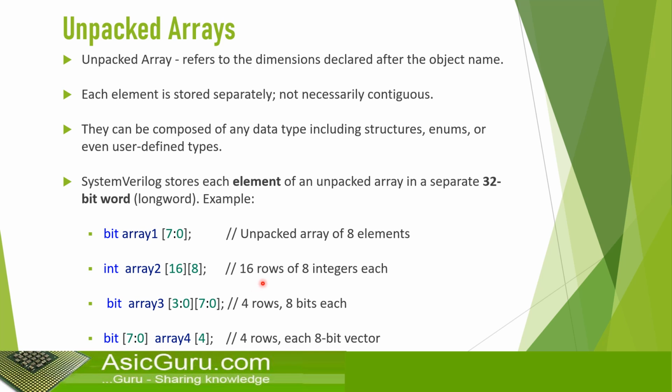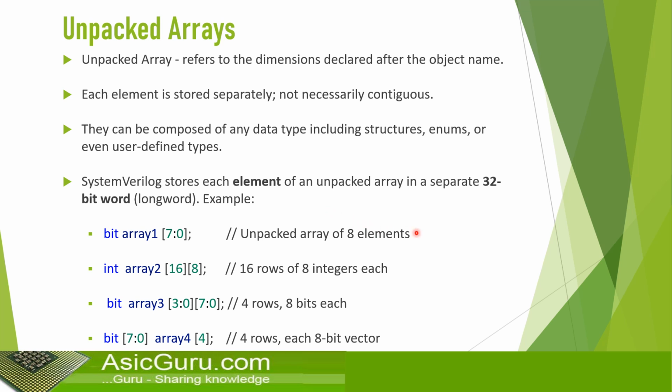Now we are on unpacked arrays, which are quite different from packed ones in how they store the data and how we access them. In unpacked arrays, we declare the dimensions after the variable name. Each element in an unpacked array is stored separately, and they are not necessarily contiguous in memory. This makes them more flexible, meaning you can use them with any data type, including user-defined types like structures, enums, or even other arrays. SystemVerilog treats each element of an unpacked array as a separate 32-bit word in simulation.